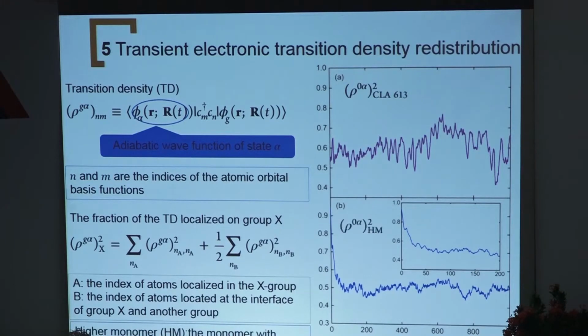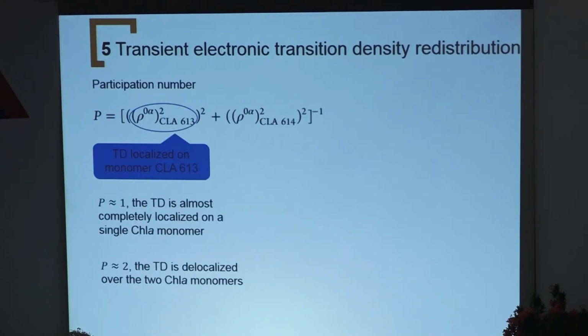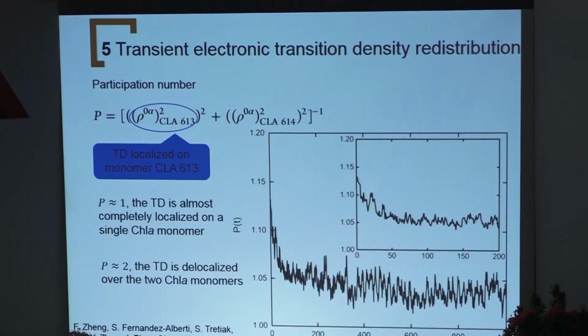So by this, we can actually do a lot of things. We can also calculate a participation number. The participation number is calculated by this formula. When the participation number is 1, the transition density is almost completely localized on a single monomer. If P is 2, the TD is delocalized over 2 monomers. You can see initially it may be more on one monomer. Eventually, it will go down to 1, so it's more equally shared by the 2 monomers.